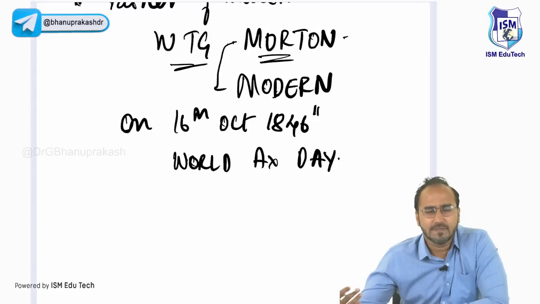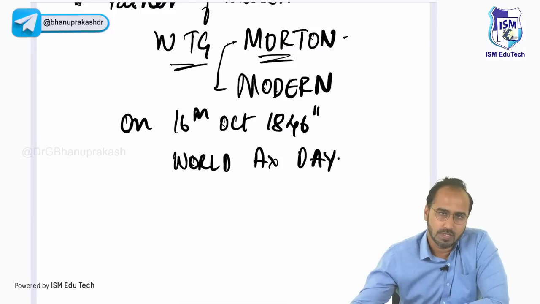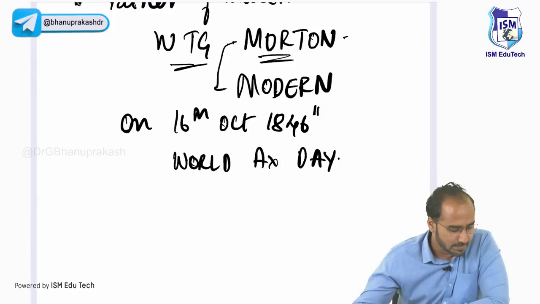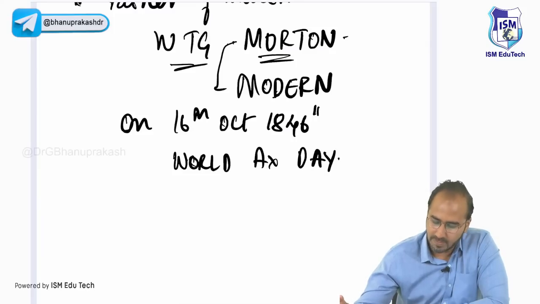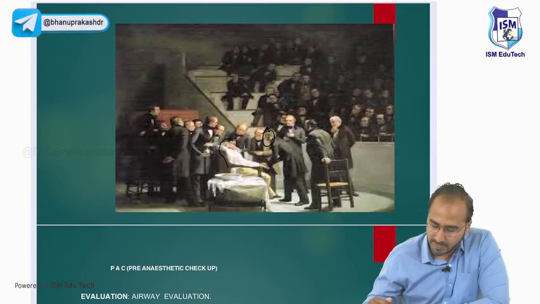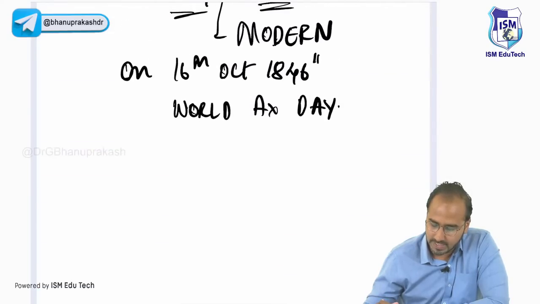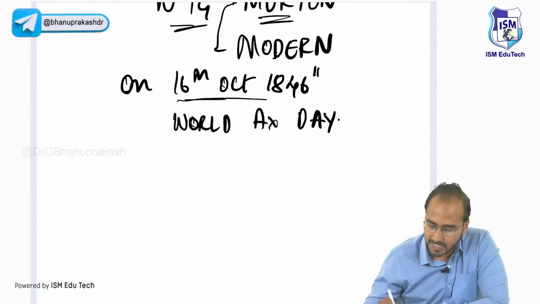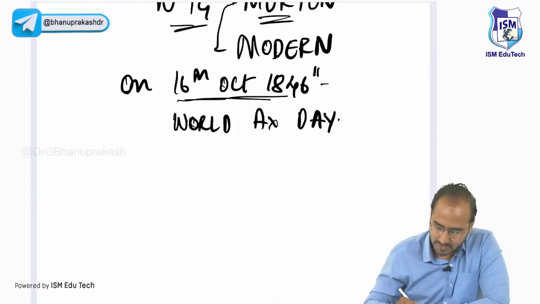We have just started with the history of anesthesia. The father of anesthesia is John Snow. But the father of modern anesthesia is whom, guys? W.T.G. Morton. Why? Because he gave the first public demonstration of ether anesthesia on what day? 16th October 1846. That's why it is celebrated as World Anesthesia Day, right?